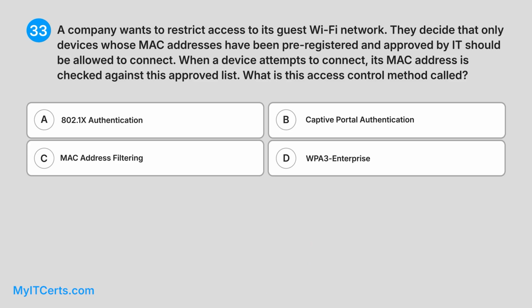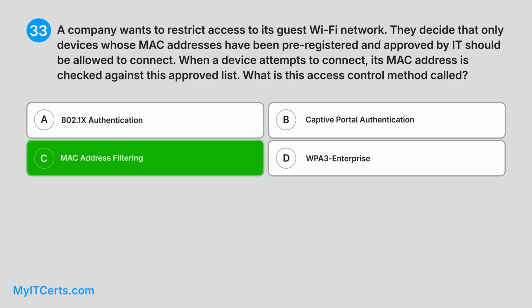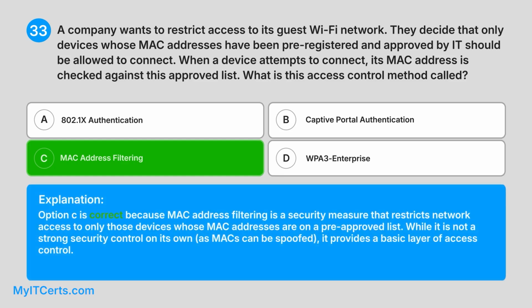Correct answer. C. MAC address filtering. Explanation. Option C is correct because MAC address filtering is a security measure that restricts network access to only those devices whose MAC addresses are on a pre-approved list. While it is not a strong security control on its own, as MACs can be spoofed, it provides a basic layer of access control.